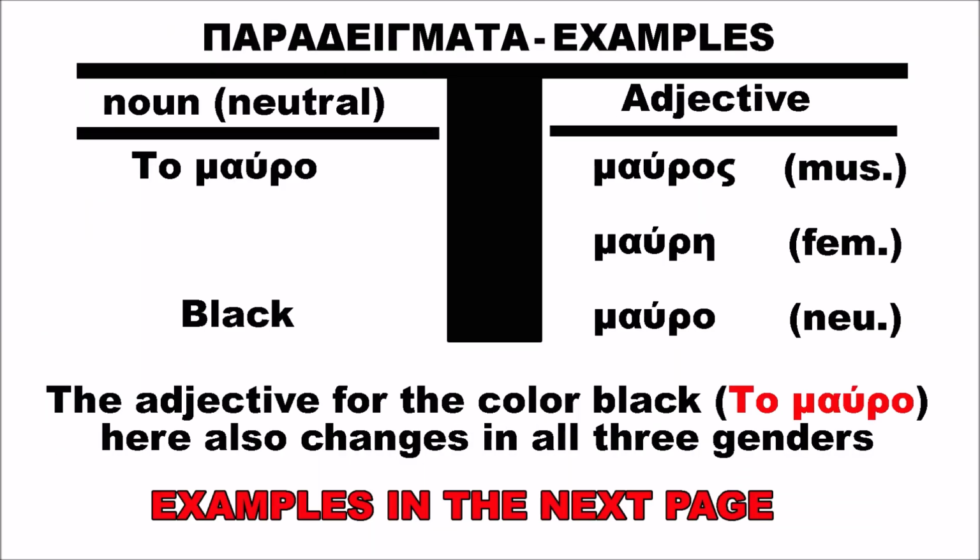Το μαύρο. And the adjectives on the right: μαύρος, masculine, μαύρη, feminine, μαύρο, neutral. The adjective for the color black, το μαύρο, here also changes in all three genders. Examples in the next page.